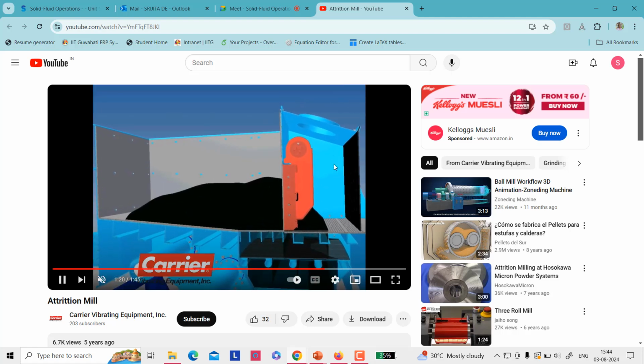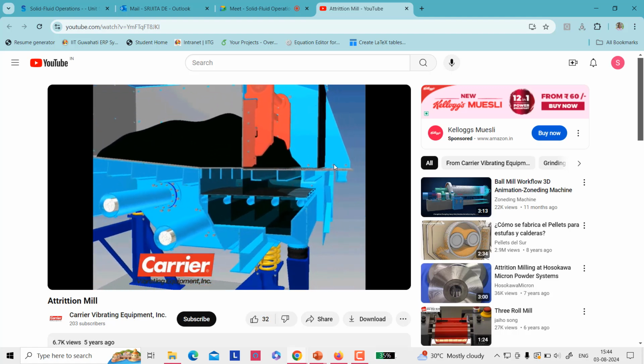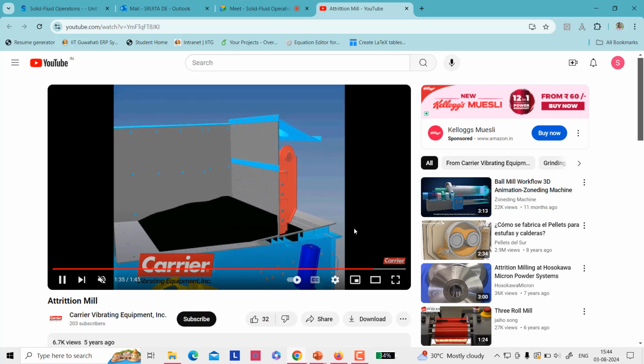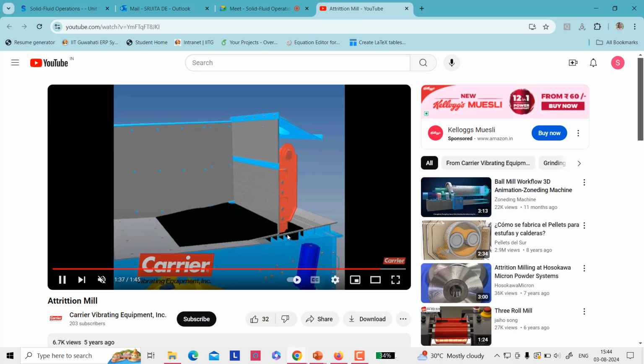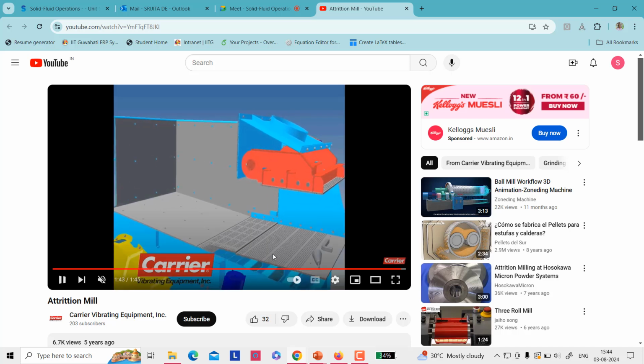You see that the feed will come from the top, and because of the continuous attrition inside, it will create smaller particles. You see how the section of the equipment is moving and creating attrition. So these are different types of attrition mill. Ball mill is also one kind of attrition mill.